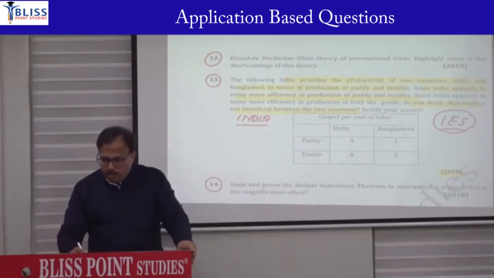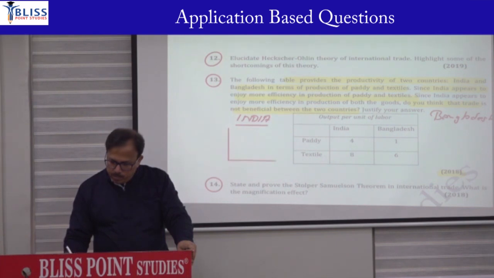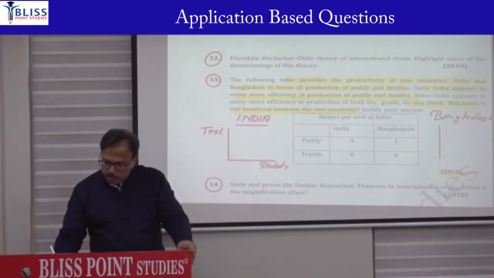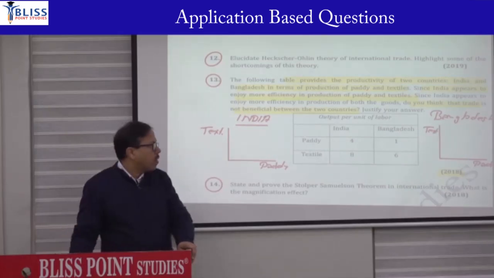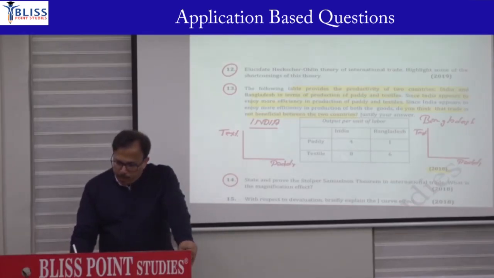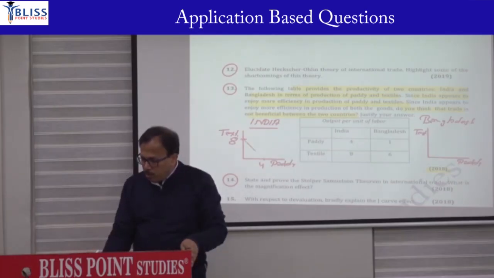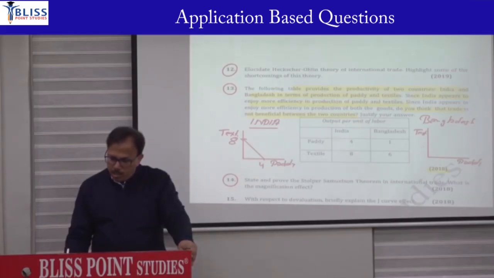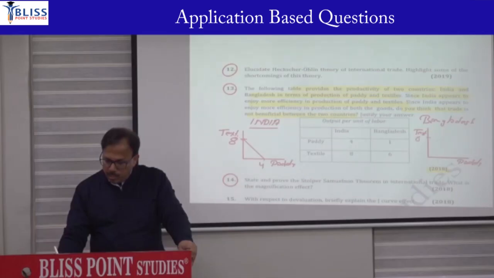So for India, and on the right side you can use it for paddy and textile. Okay. What intercept to take for India? 4 and 8, okay. That information you have to simply plot it. And for Bangladesh it is 1 and 6. We have to write here 6 and take 1.